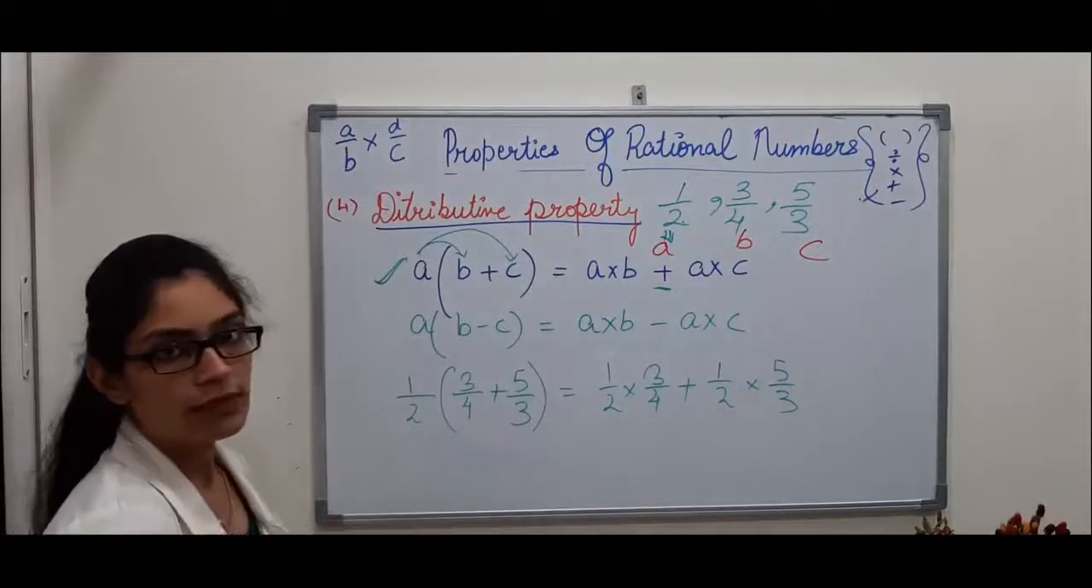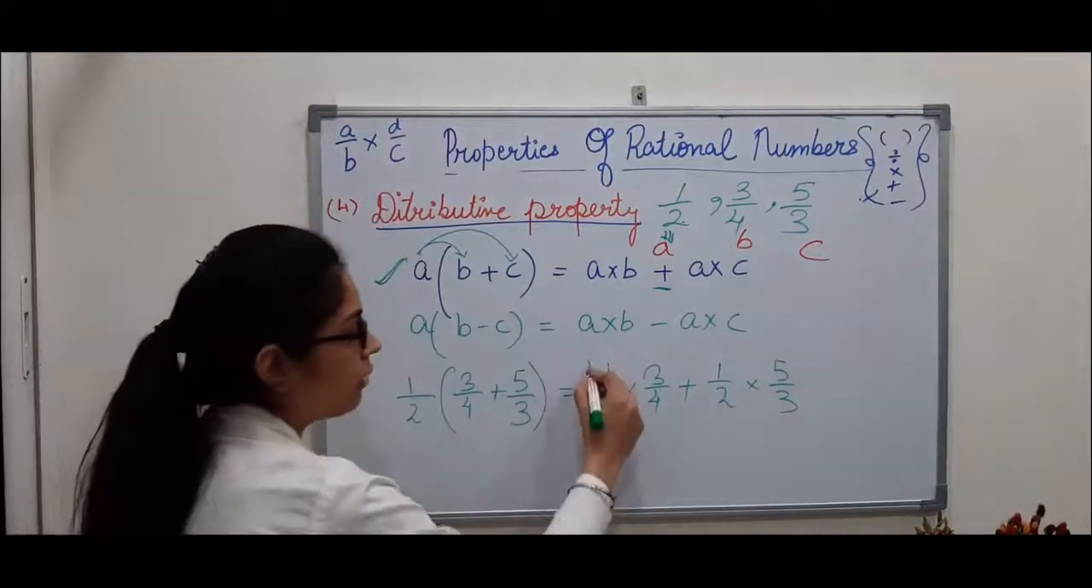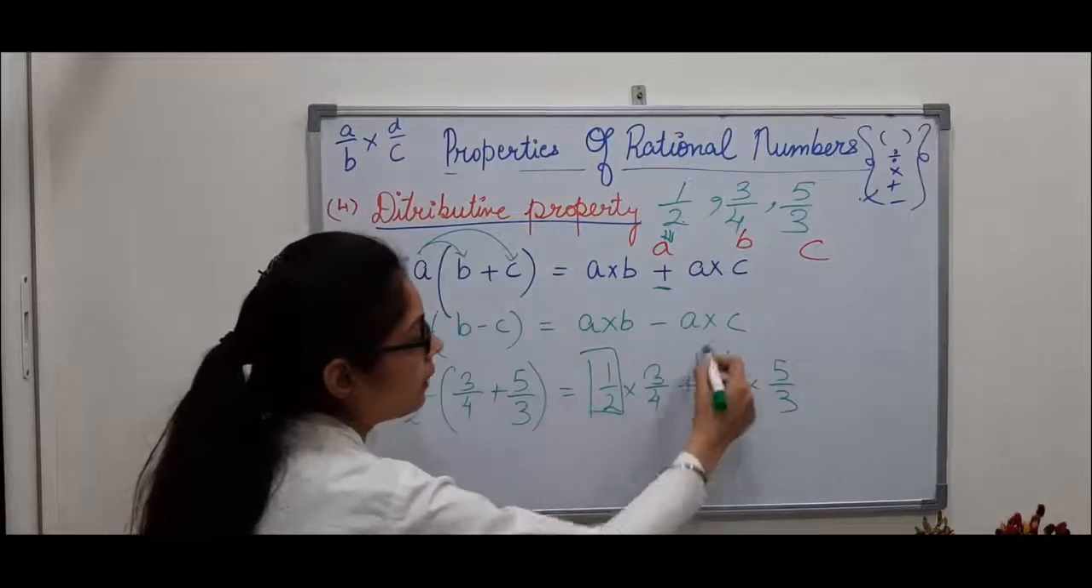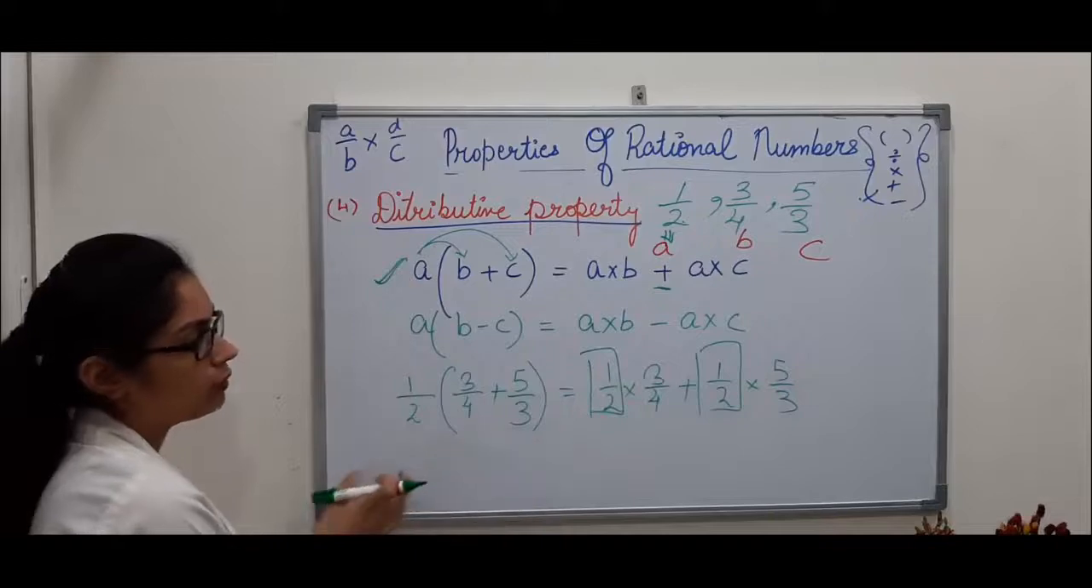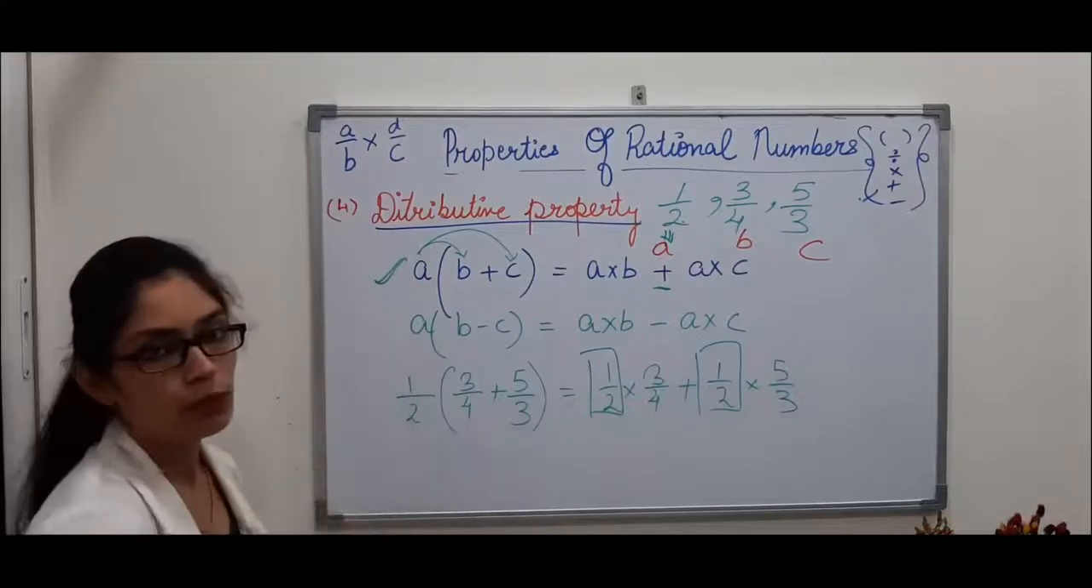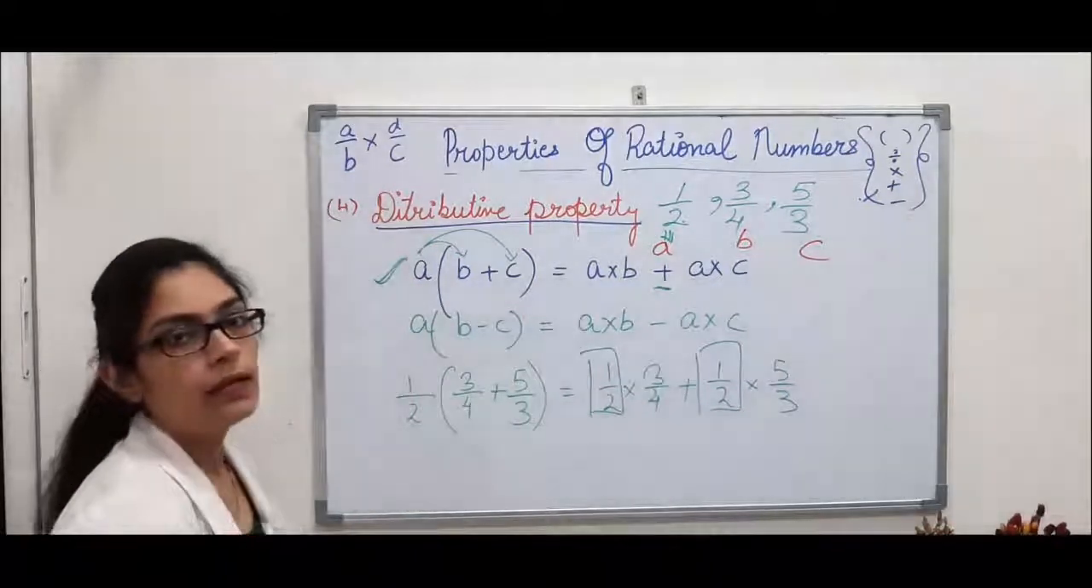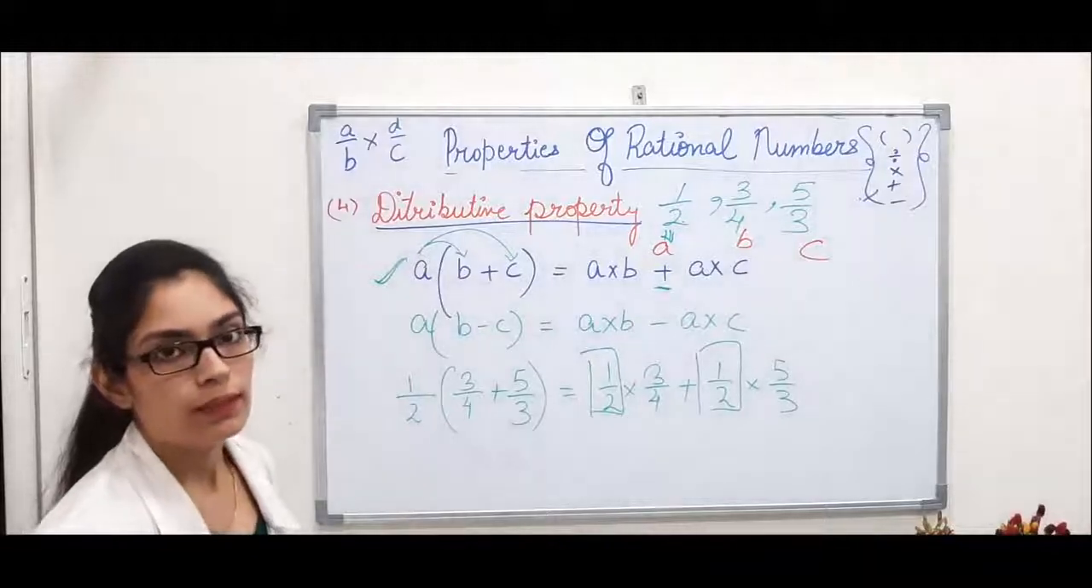So whenever you see any sum in which your one term is getting repeated, you can write that in this way and then you can solve the question. So this was about your distributive property. Now let's do the next property.